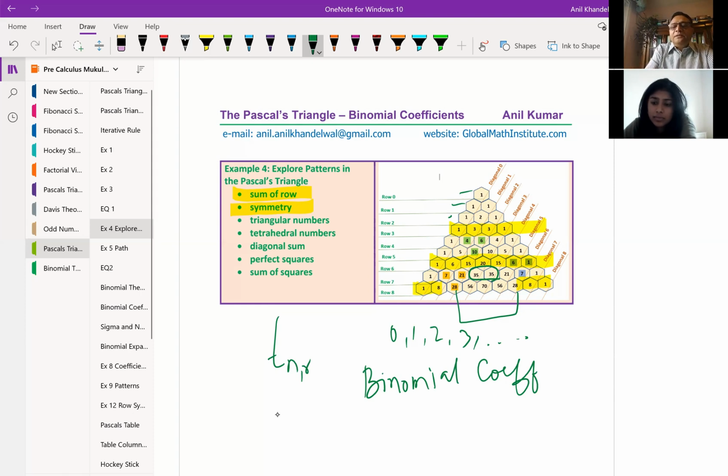So for example, this particular row, as far as Pascal is concerned, is called row number n equals 3. But if I have to refer to it from outside, I will say the fourth row: 1, 2, 3, 4. The fourth row in Pascal's triangle. What does that add to? What is the sum of elements in the fourth row of Pascal's triangle?